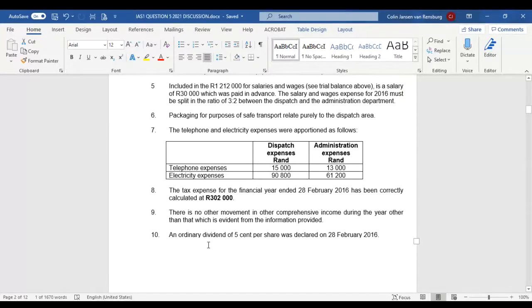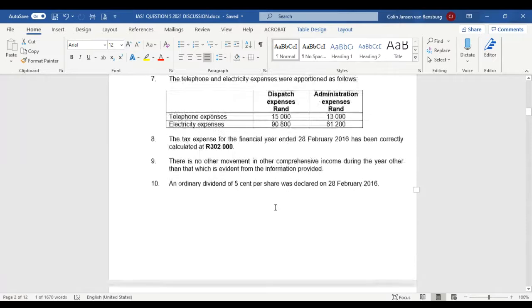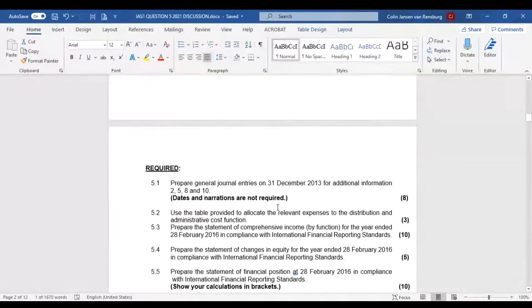Okay, and then just lastly, they say an ordinary dividend of 5 cents per share was declared on the 28th of February 2016. Again, we're going to do share capital in detail next term, but this is a very simple little calculation, so nothing prevents us from calculating that as well. Okay, so those are all the additional information that we need.